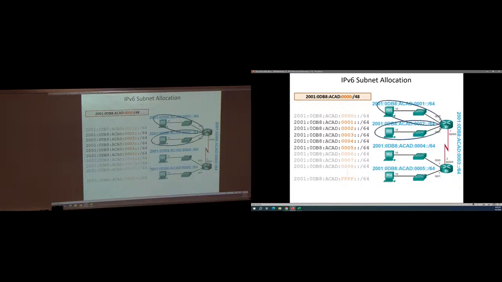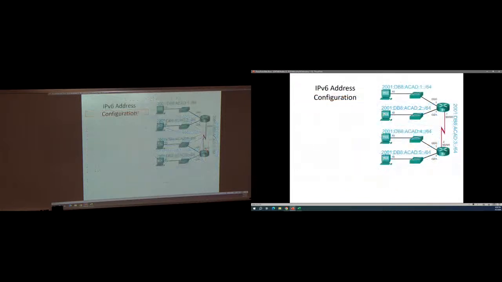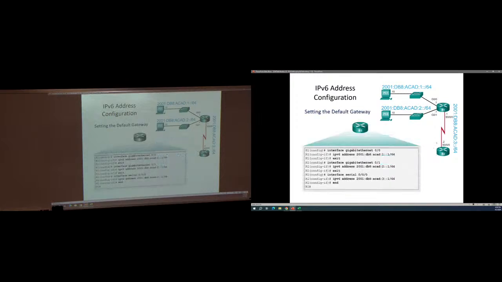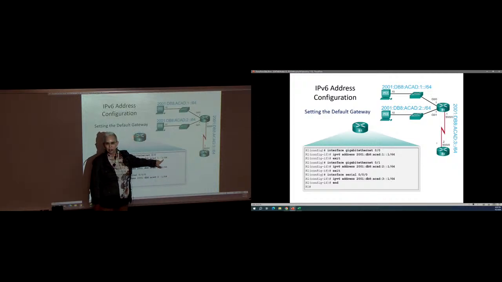So how many LANs do I have up here? 4. How many WANs do I have? 1. How many default gateways would I have? 4, right? 1 on each LAN. None of that changes. And we set the IPv6 addresses just like we do IPv4 with a little bit of a change. In IPv4, we write out the subnet mask. Well, here we use the slash notation, okay?